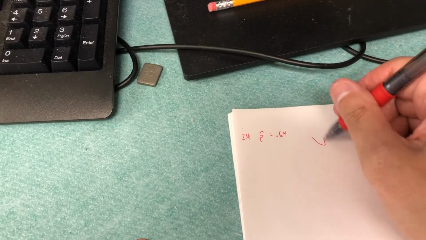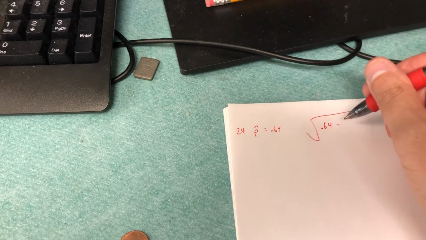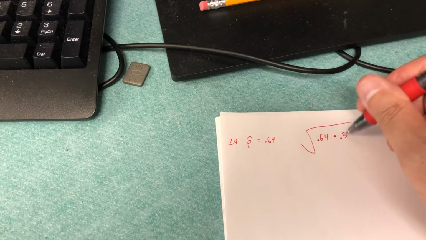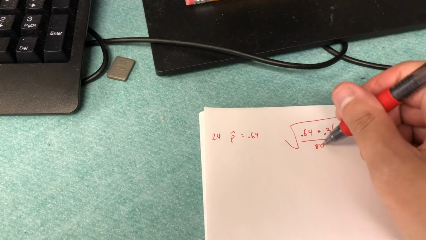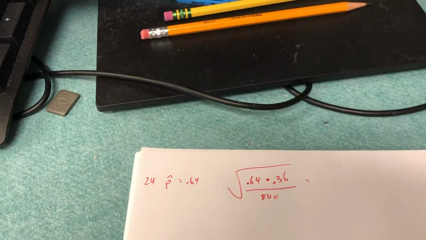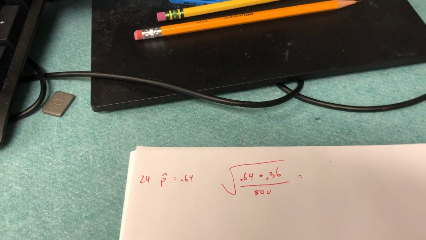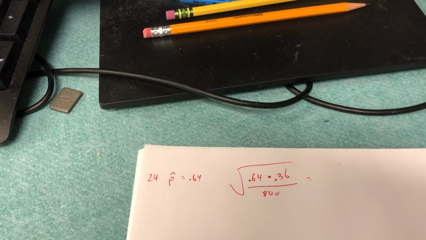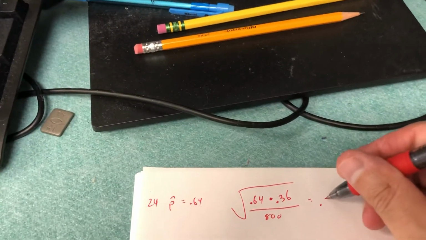Your standard deviation is going to be the square root of p hat times 1 minus p hat, which is going to be 0.36, all over n. N is the number of people in the sample. This is over 800. Okay, so let's work this out. 0.64 times 0.36 divided by 800, and then I'm going to take it to the 1/2 power, which is the square root.